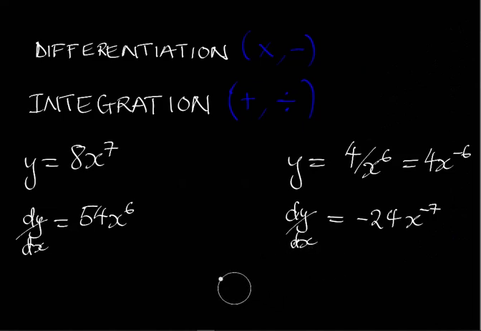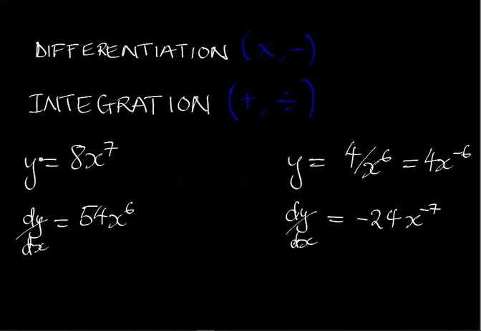Remember we have these functions here, 54x to the power 6 and negative 24x to the power negative 7. Let's try what we just said. So we're going to add, then divide. One key thing here you need to remember is that multiplication and division is going to be like working with our coefficients, while addition and subtraction is going to be working with our powers.